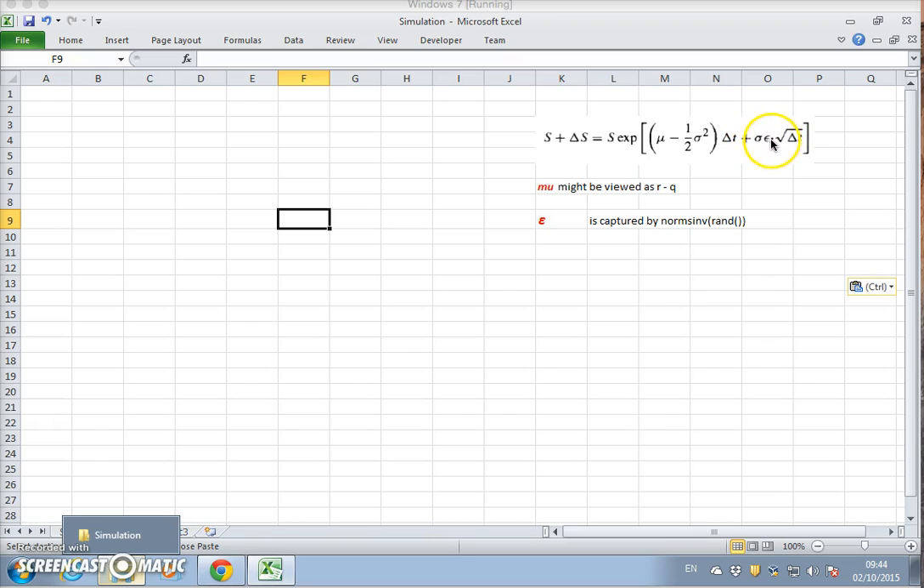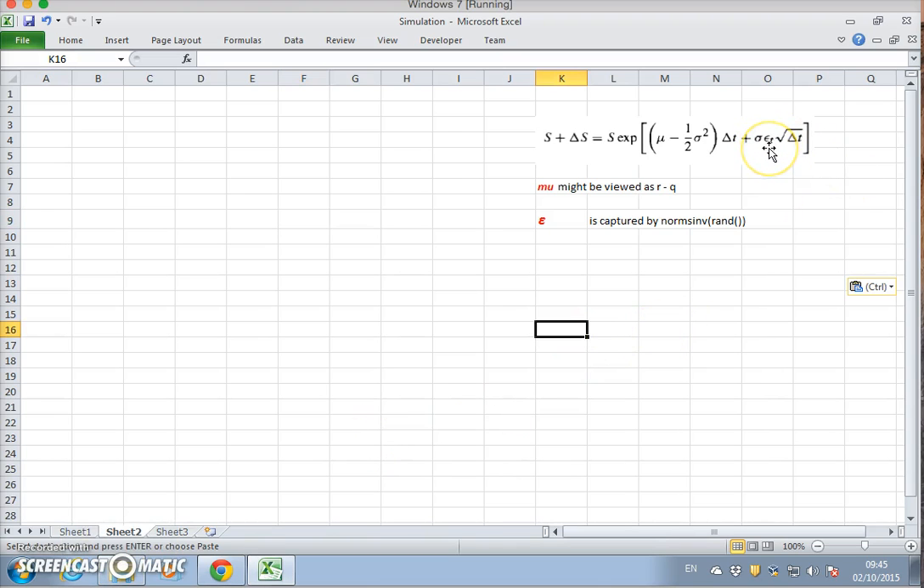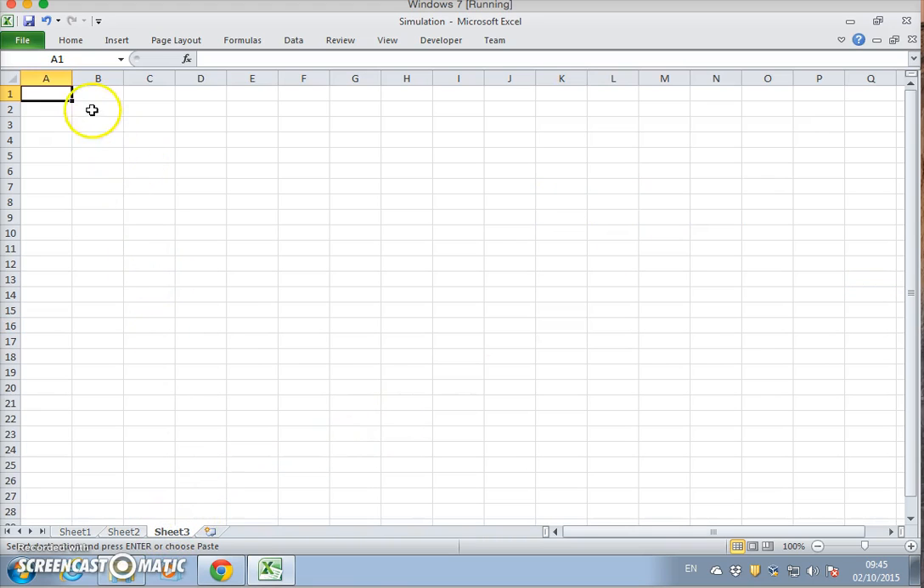And the epsilon here is a random number, but it's also a random number that has a normal distribution. So let's see if we can first understand and develop in a spreadsheet a random number, and then how we superimpose normality. To generate a random number in Excel, it's very simple. We just say equal to RAND, open bracket, close bracket.